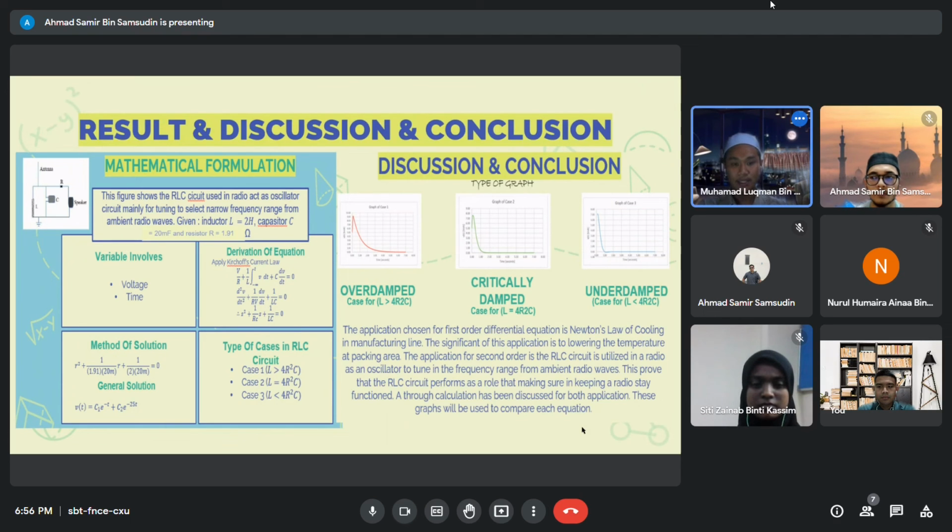So we can conclude that the application chosen for the first order differential equation is Newton's law of cooling in the manufacturing line. The significance of this application is lowering the temperature at the packing area. The application for the second order is the RLC circuit. It is utilized in a radio as an oscillator to tune in the frequency range from ambient radio waves. This proves that the RLC circuit plays a role in keeping a radio functioning. A true calculation has been discussed for both applications. This graph will be used to compare its equation.